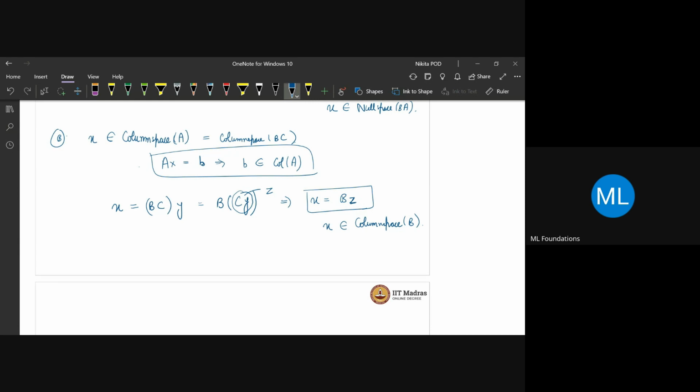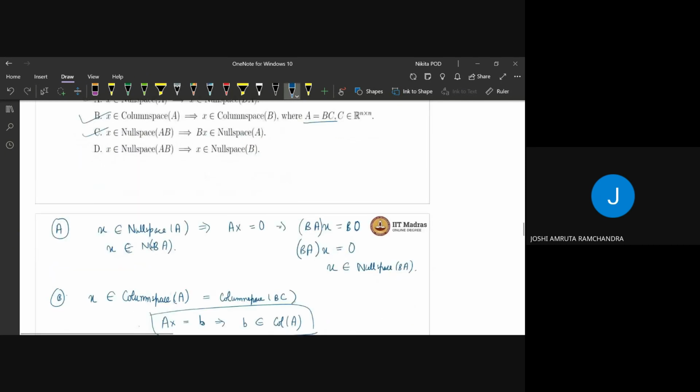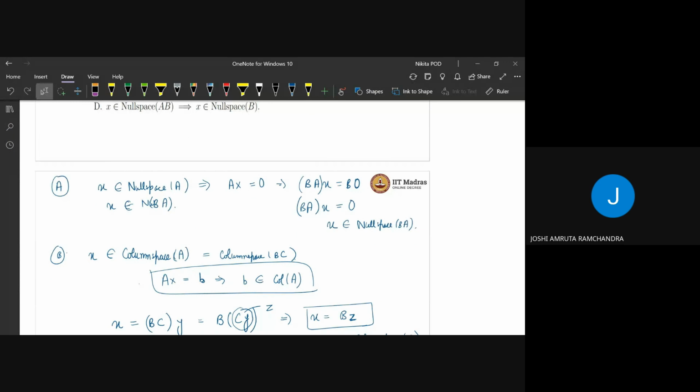Right? So even the second option is right. Now, what about the third option? Ma'am, I don't get how you found that x is equal to b into c into y.